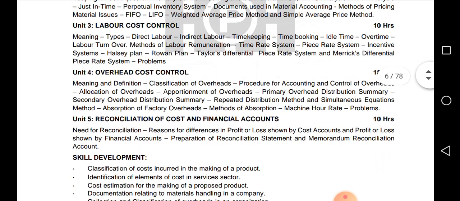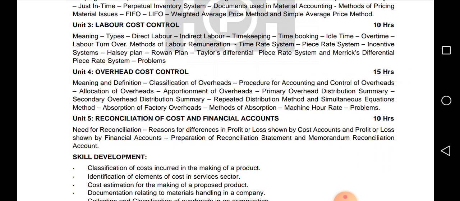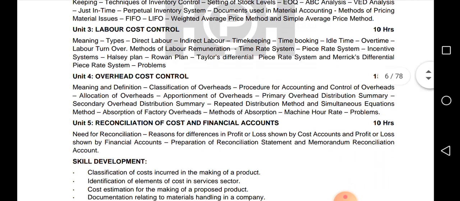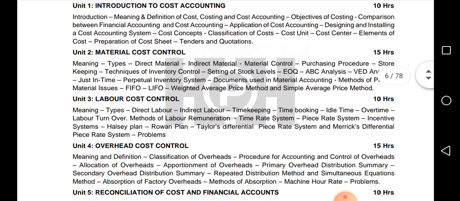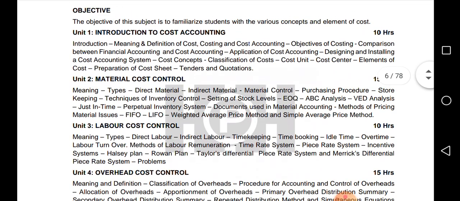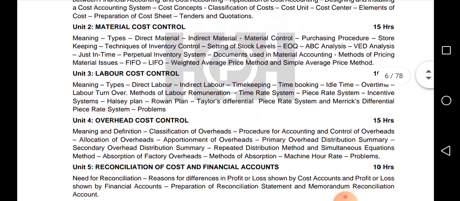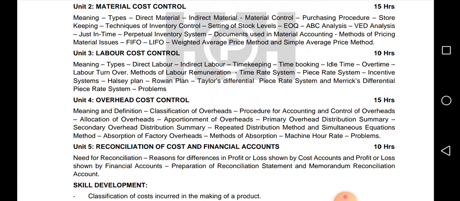And unit 5 is about reconciliation of cost and financial accounts. So again, it's a reconciliation of the cost sheet as well as financial accounts. All these 5 units are pretty practical in nature, and each unit has one 14 marks question, one 6 marks and one 2 marks question, except unit 5. In unit 5 we expect only one 14 marks question and one 2 marks question.